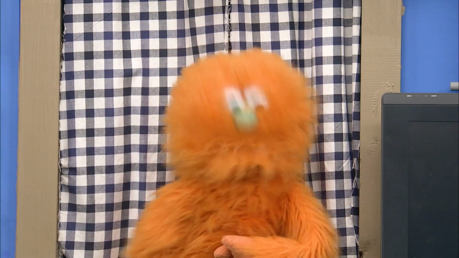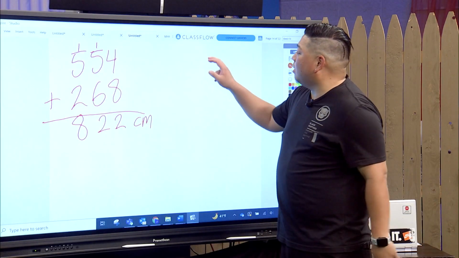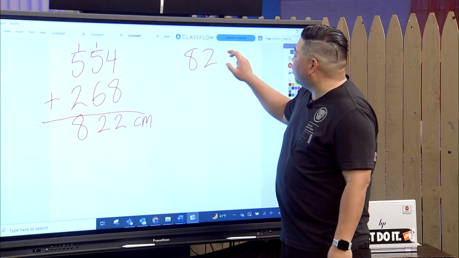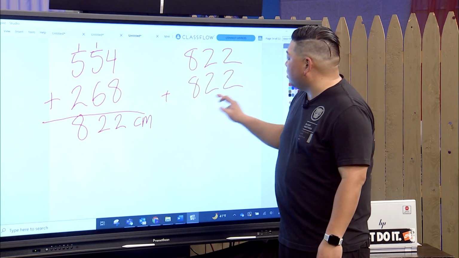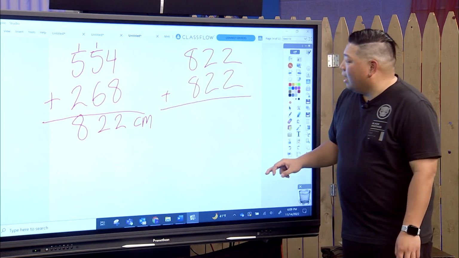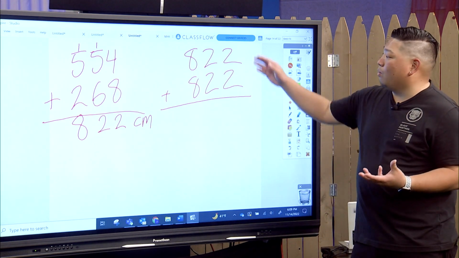We are unfortunately not. We're not done. So let's go ahead and finish out our problem by adding it again. That's right. So we did it 1 time around, 822. If we're doing it 2 times, then we have to add it together. 822 plus 822 centimeters, right? And so let's go ahead and look at our place value and go from our ones place first.